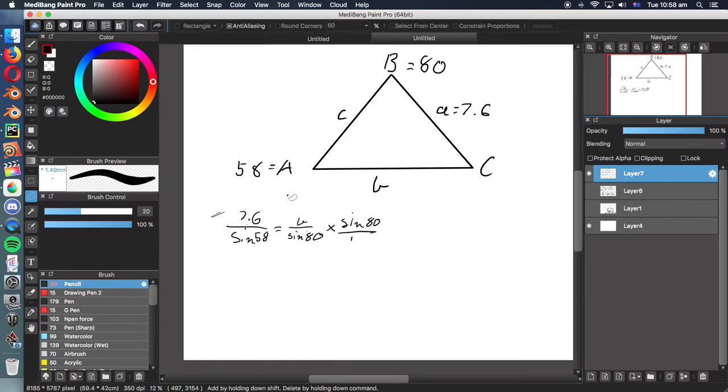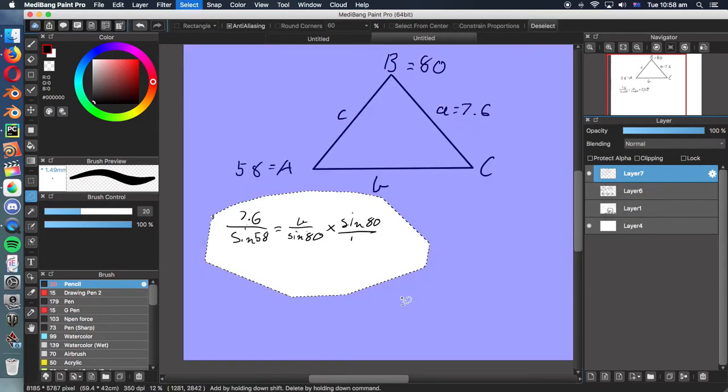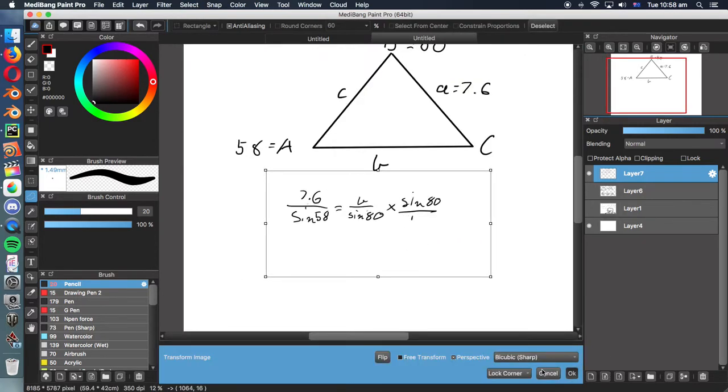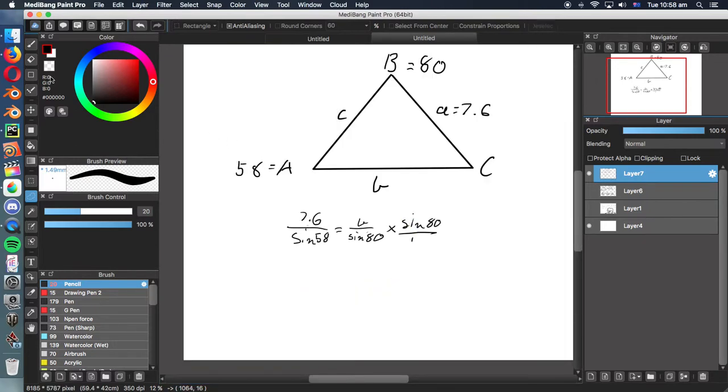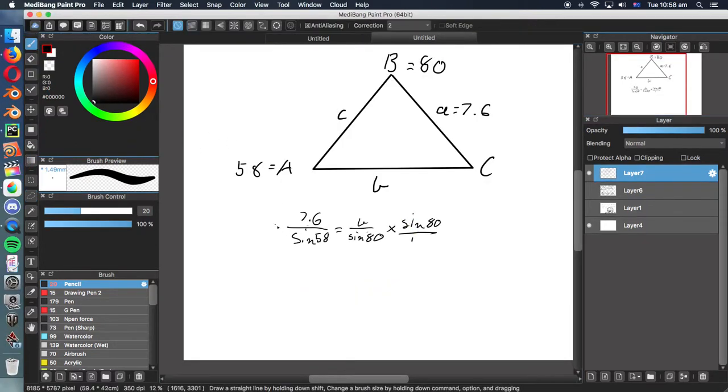Oops, we need a little bit more space, so we get my lasso tool and Command T. Deselect. Alright. Times it by sine 80. Oh man, that looks really weird.